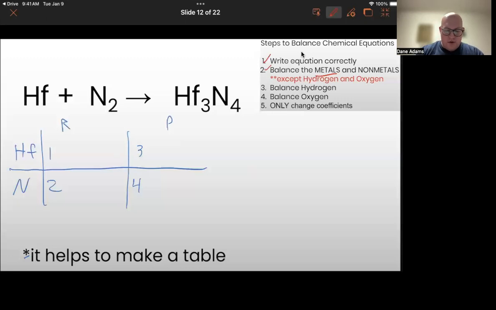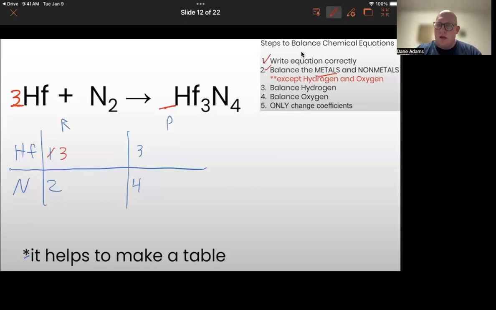So I see 1 on the left and 3 on the right. What can I change? I don't want to change any subscripts. I wouldn't want to put a subscript here because that would just unbalance it even more. So I'm thinking I need to put a subscript over here, and the logical answer is 3. So if I do that, this 1 now becomes a 3.